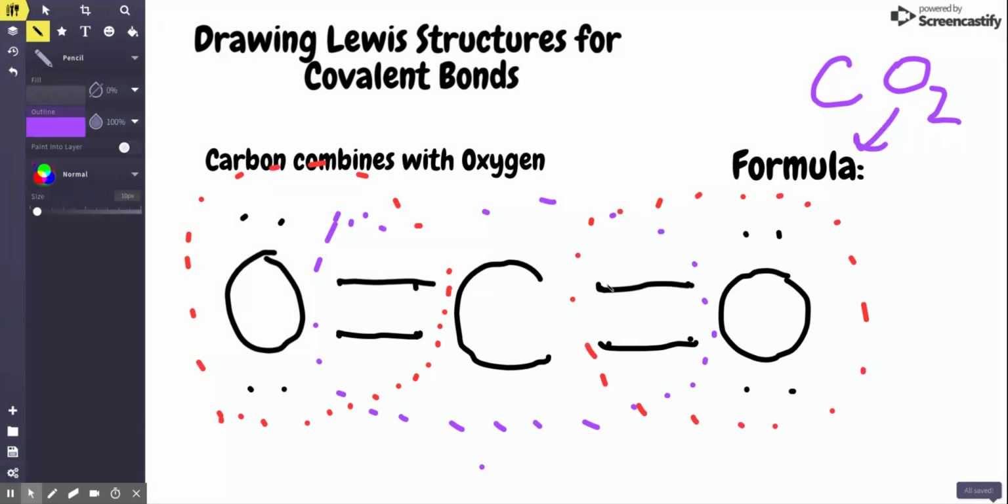So big things to remember is the line represents 2 electrons. Electrons are being shared. Nothing is donated. These are 2 non-metals that we're working with. So hopefully that helps you and assists you with going through this process.